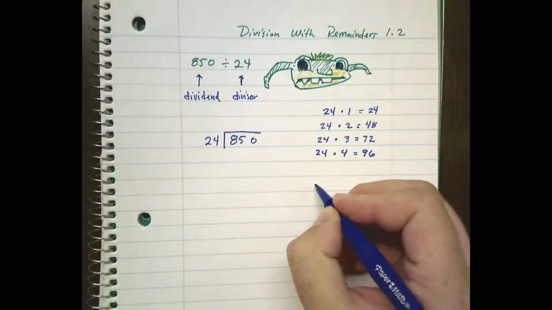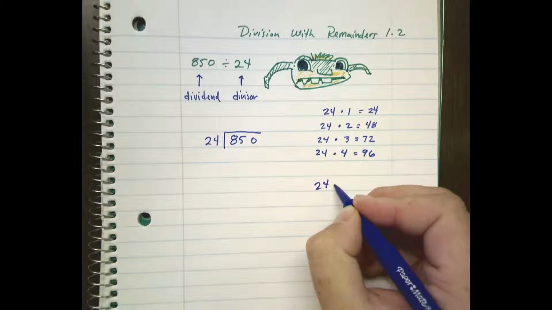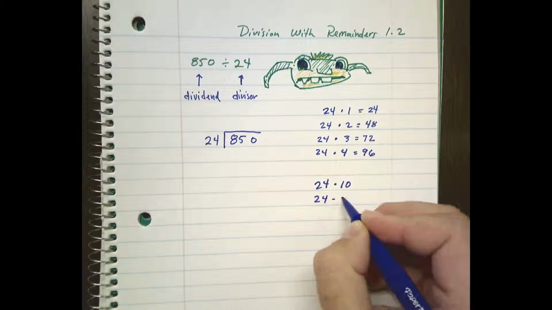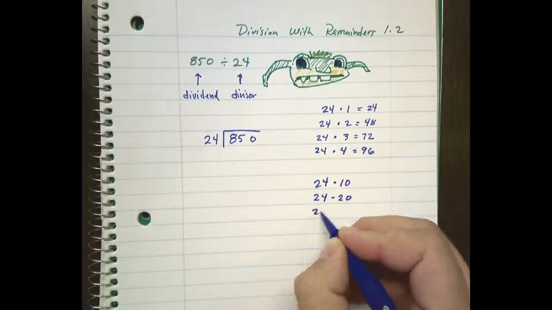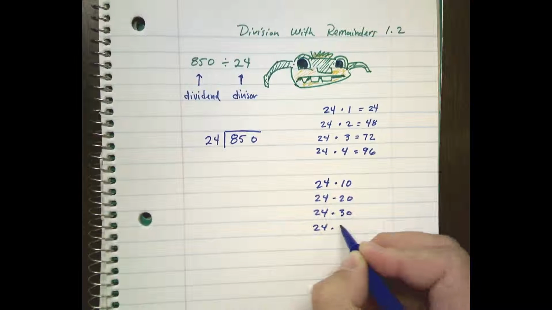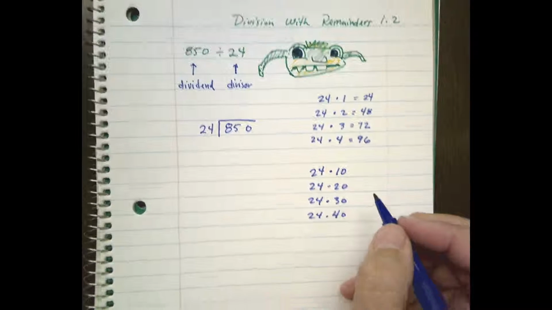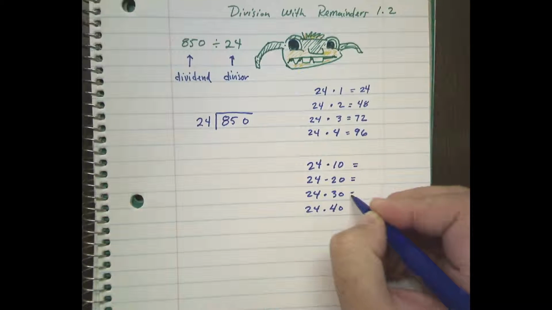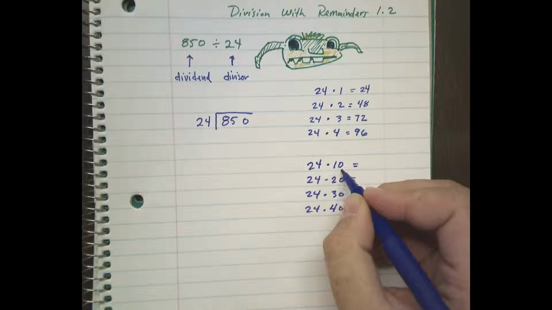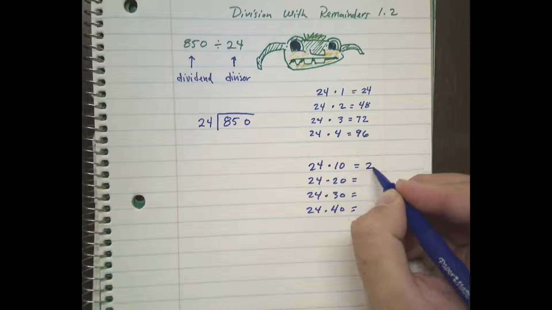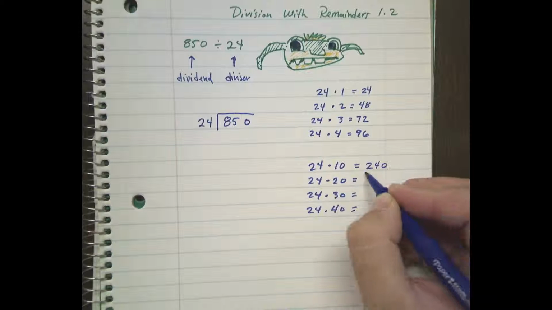So I have 24 times 10, 24 times 20, 24 times 30, and 24 times 40. Okay, so I'm going to show you what we're doing for the first one. Remember how we just looked at the 0 and added a 0 on? So 24 times 10 is 240. I just added the 0 on.